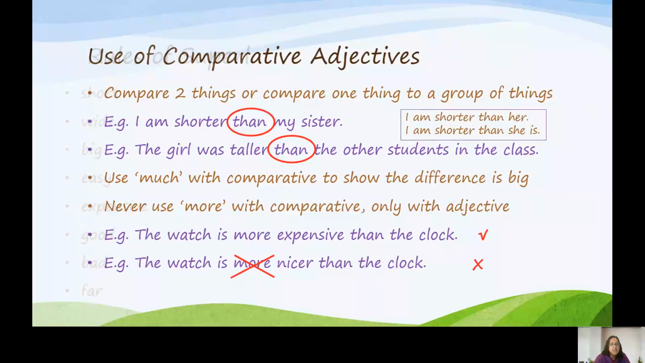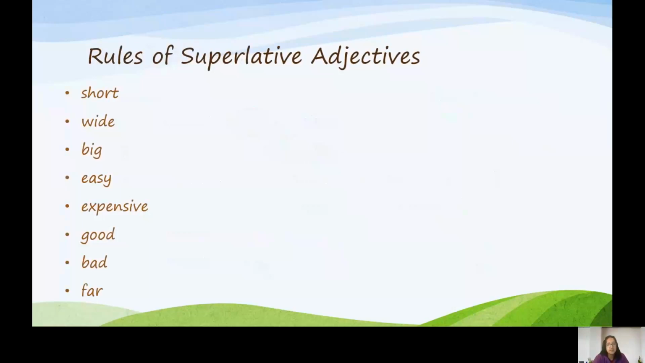Let's talk about superlative adjectives now. Using the same adjectives as before, let's turn them into the superlative form. So short becomes shortest, wide becomes widest.